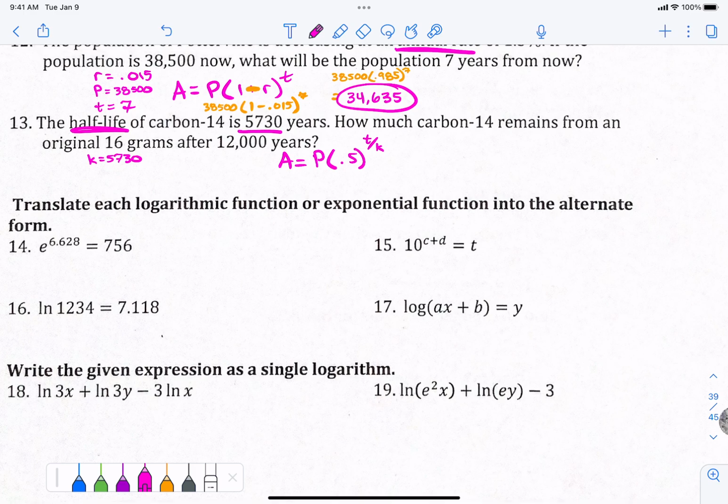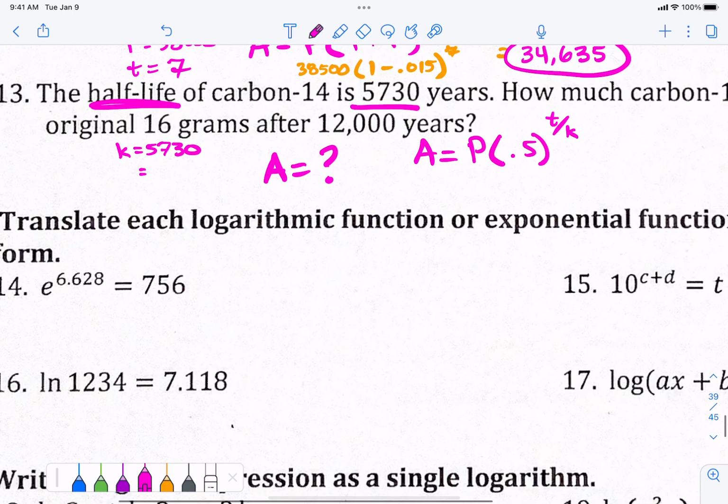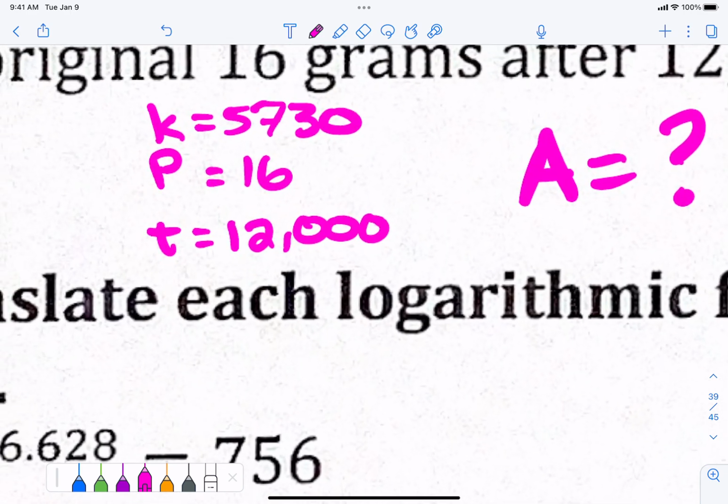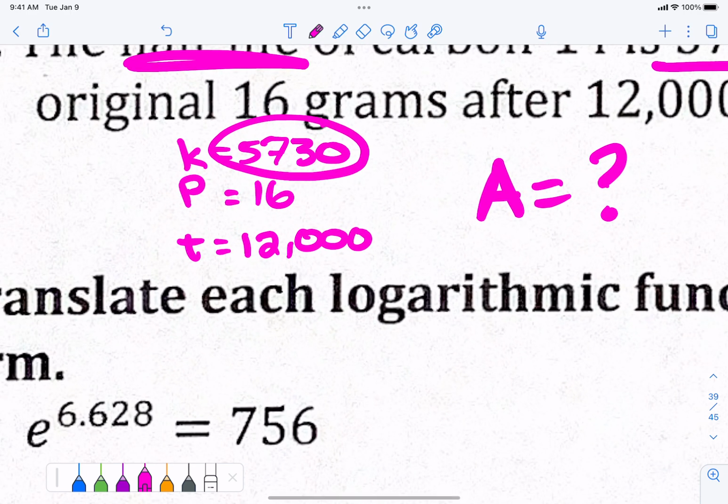How much carbon-14 remains? So what are we solving for? Your after amount. After amount, that's what we don't know. Remains if our original is 16. So what's 16? P, and the time is 12,000. Let's do some guesstimations here. Ready? If it splits in half every 5,730 years, and it has been 12,000 years, how many times has it split in half-ish?